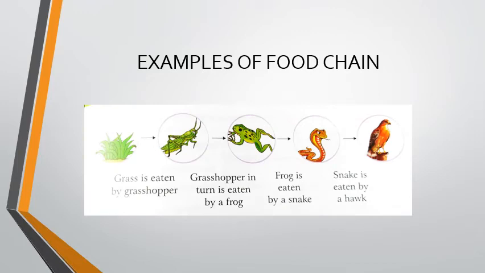Another example is also given. Here, grass is eaten by grasshopper, grasshopper in turn is eaten by a frog, frog is eaten by a snake, and snake is eaten by a hawk. Microorganisms like bacteria decompose dead plants and other animals.